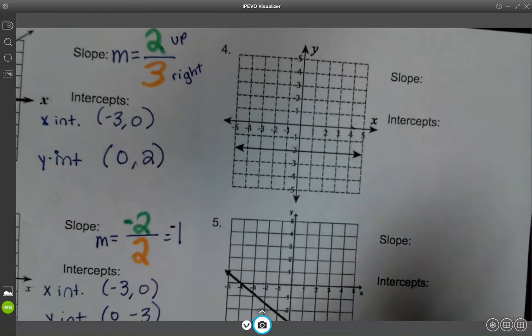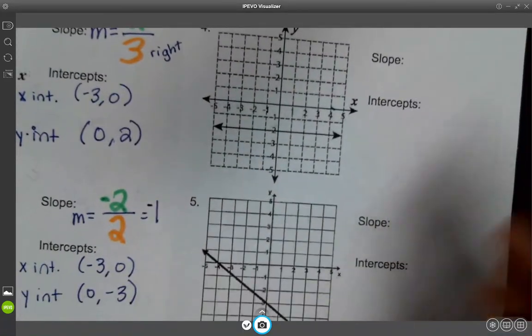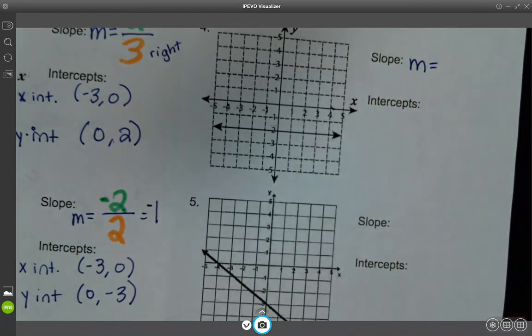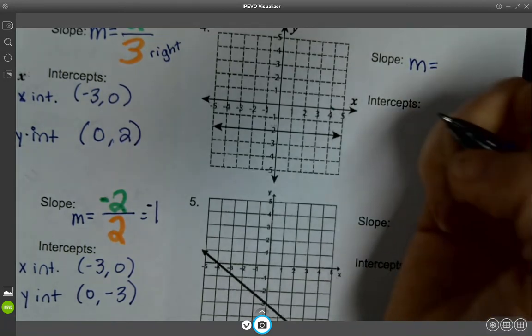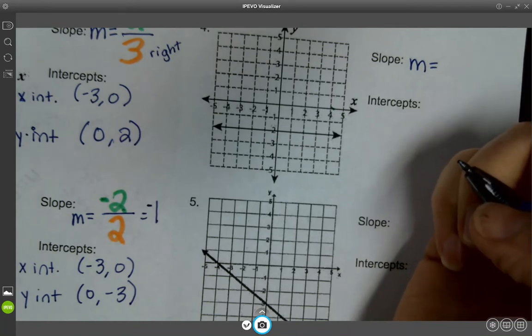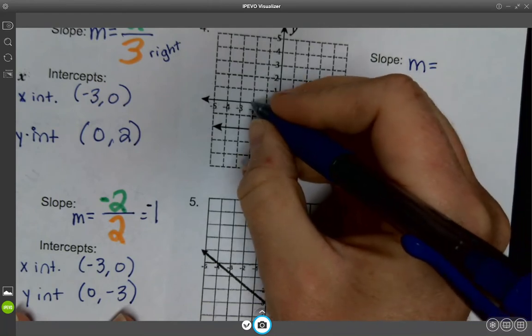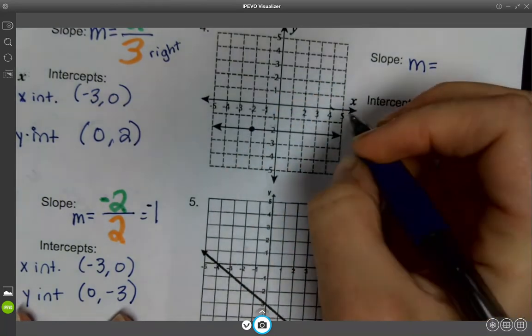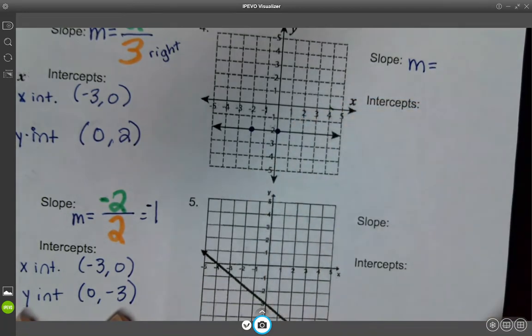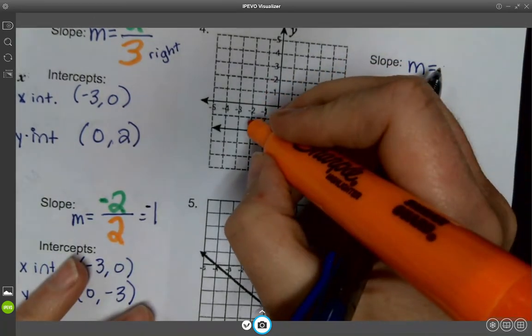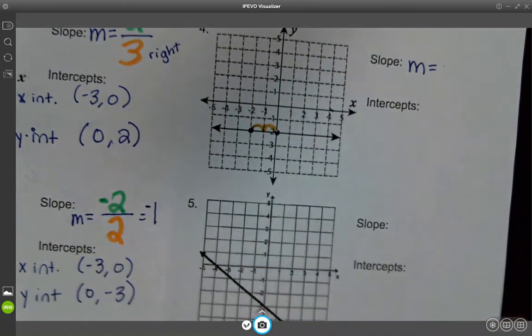Okay, so we should be on number 4 now. What type of line is this? It's a 0 slope, 0 fun. M equals. Let's go ahead and find 2 points, though. What 2 points do we want to use? -2, -2. And what about 0, 2? So did it rise at all? But it ran 2.